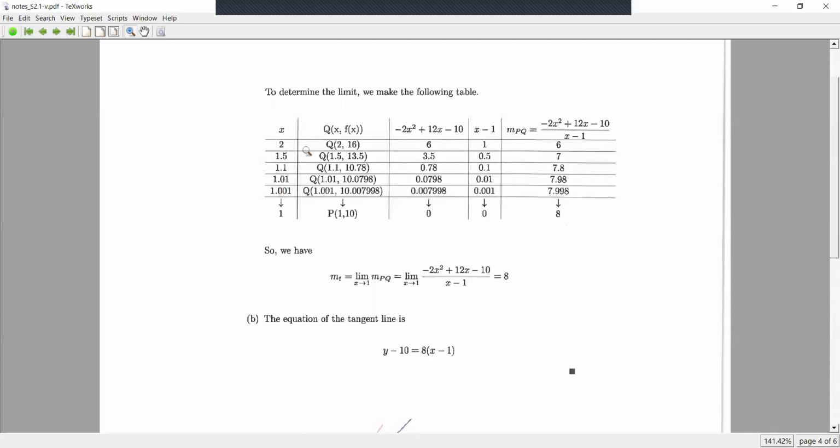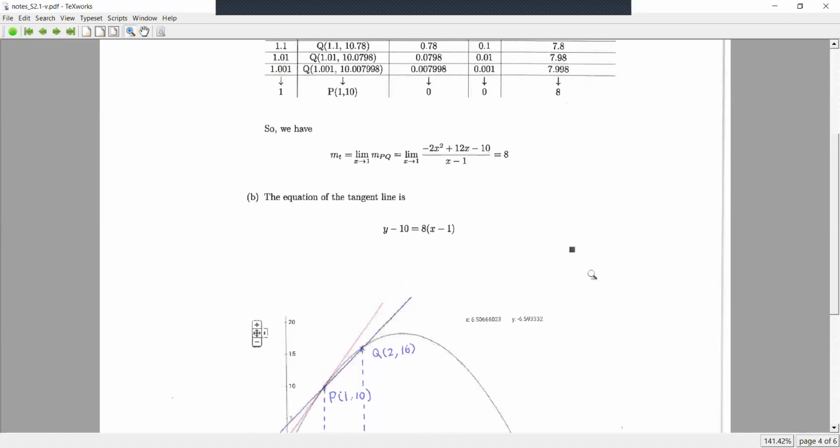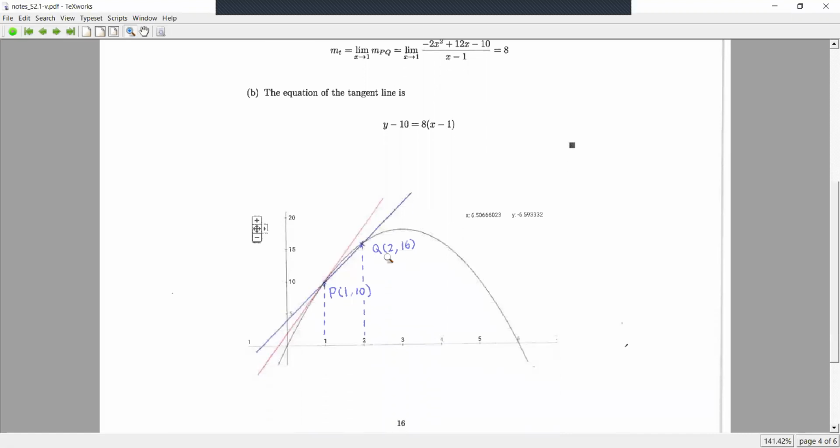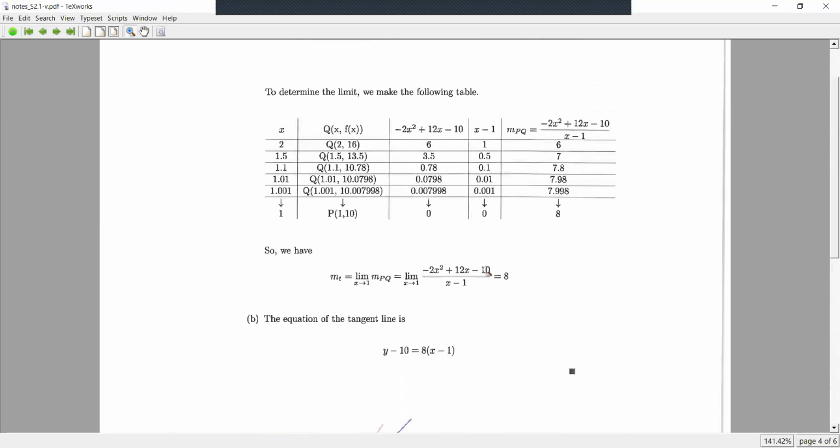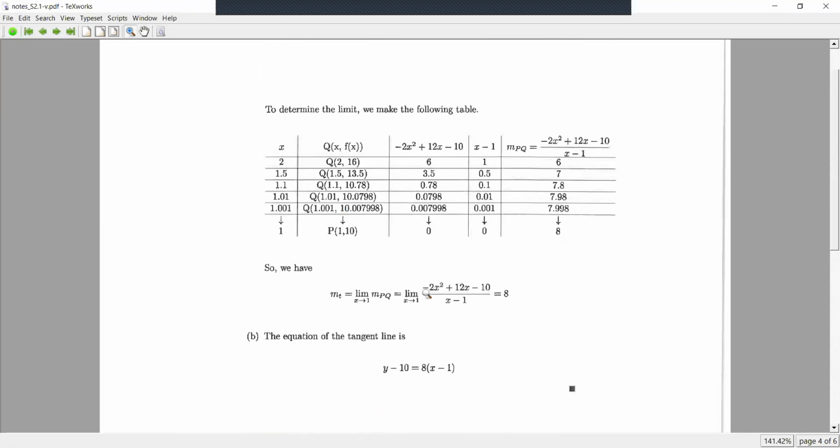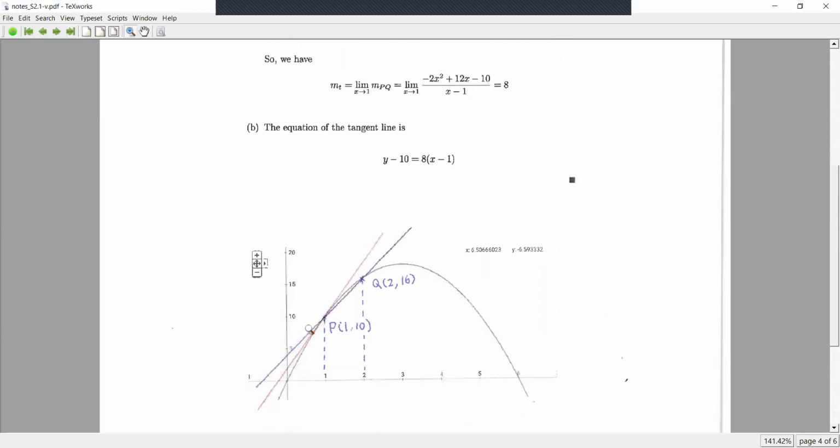When x is 2, the point Q is (2, 16). 16 is here. When x is 2, the numerator is 6. The denominator is 1. So the quotient is 6 over 1, which is 6. 6 is the slope of the line PQ when x is 2. This blue line, the slope is 6.